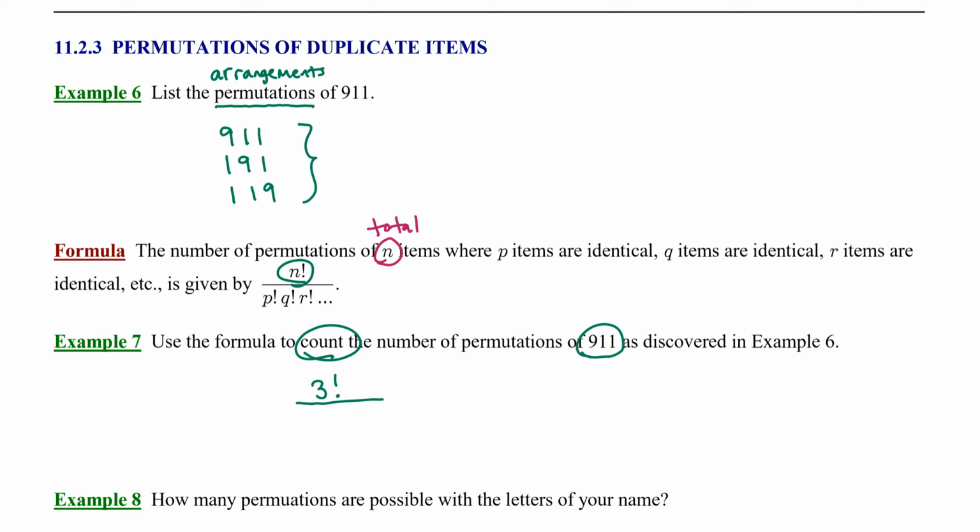Then I'm going to look at each individual item. The 9 does not repeat, so I don't have to cancel anything with that one, but the 1 repeats twice. So I'm going to say, since it repeats twice, I'm going to divide by 2 factorial. When we expand our factorials, 3 factorial is 3 times 2 times 1, and 2 factorial is 2 times 1. Then we can cancel like factors, and we obtain our expected result. 3 permutations, and that's what we ended up with up here.